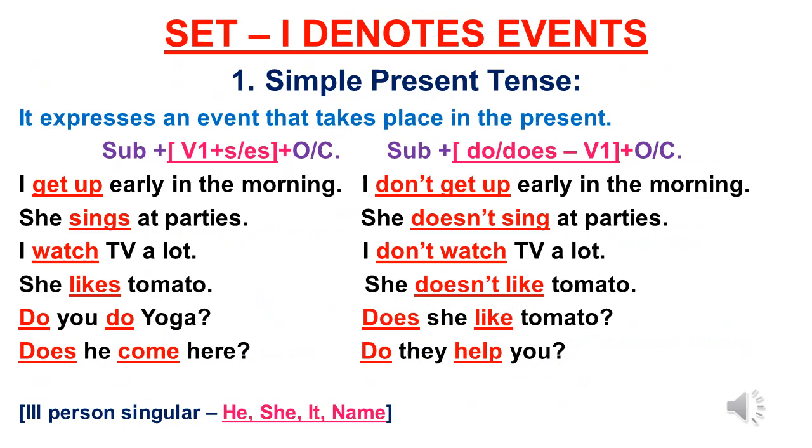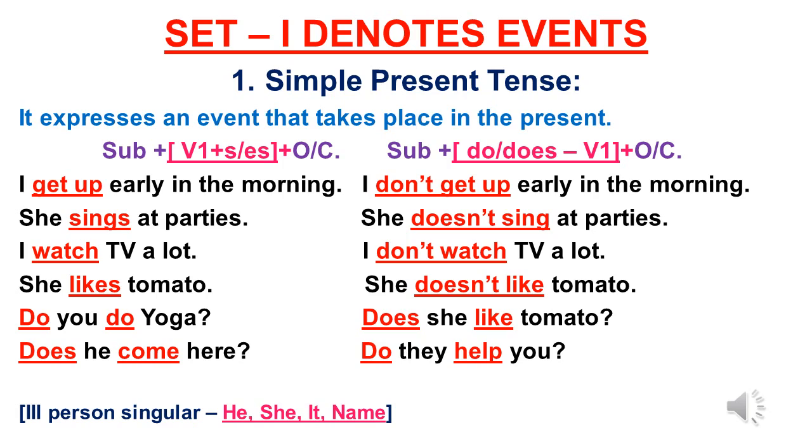Let's discuss the first set in detail. There are two tenses in the first set. The first one is the simple present tense. It is used to express an event or an incident that takes place in the present. It is said to be the present event, or an event that takes place today can be written or said in the simple present tense.